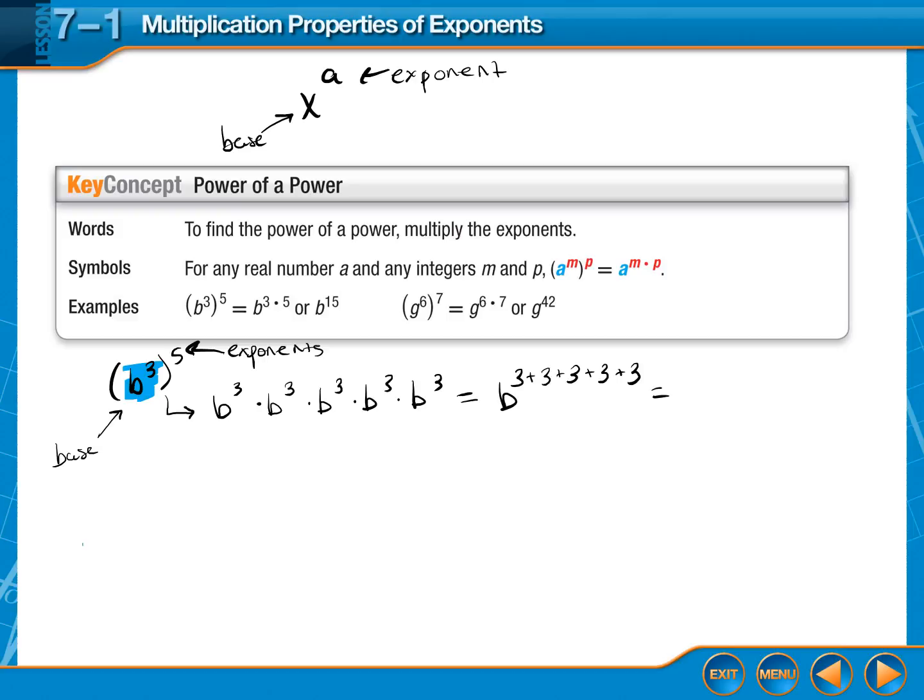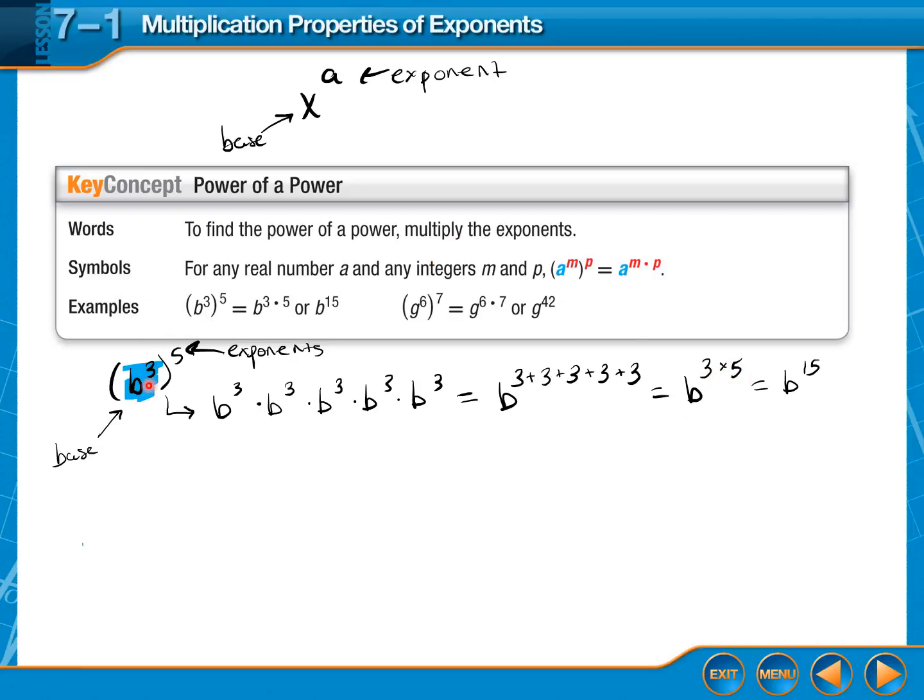So instead of having to write out multiplication, or b to the third 5 times and then adding the exponents, well, this 3 plus 3 plus 3 plus 3 plus 3, as we all know, is repeated addition, which means I can write 3 being multiplied 5 times. So 3 times 5 gives me a total of 15. Okay. So let's look back at the relationship to what we just had here. Well, I was doing b to the third 5 times. So when I added the 3's together, that was the same thing as doing 3 times 5.